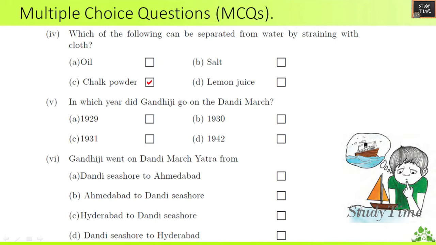In which year did Gandhiji go on the Dandi March? The answer is 1930. Next question, Gandhiji went on the Dandi March Yatra from Ahmedabad to Dandi seashore.